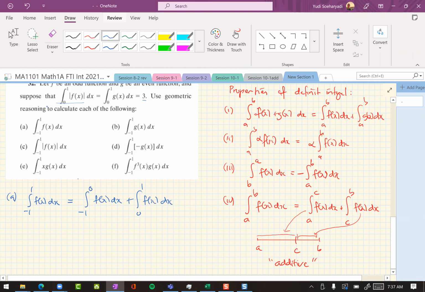Okay, I'll do C first. Okay, so here is this, this is 3 because it's given. All right, so what about this one here? From 0 to 1.